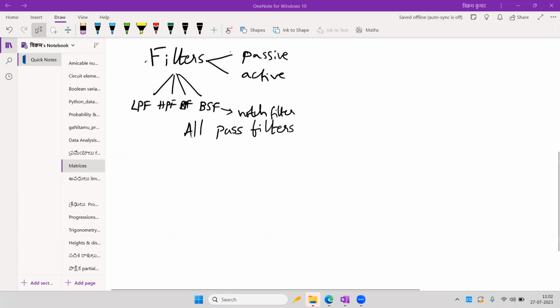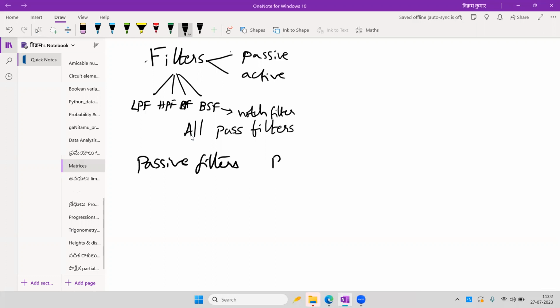Now, how to design? Let us take the simplest case, which we call the passive filter, with very few components, R and C. A resistor and capacitor will be sufficient. So how can we connect them? One type of connection is what I am showing over here, an RC.